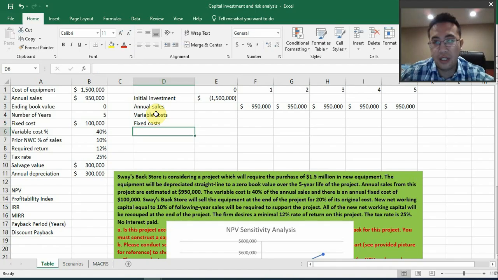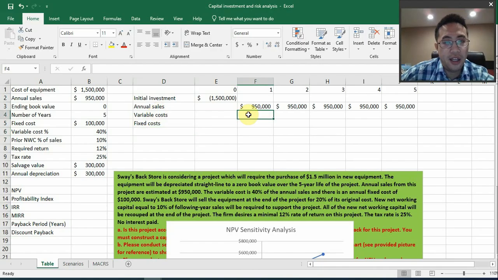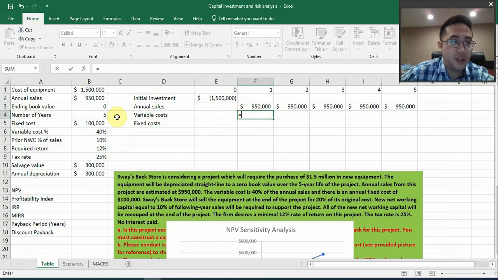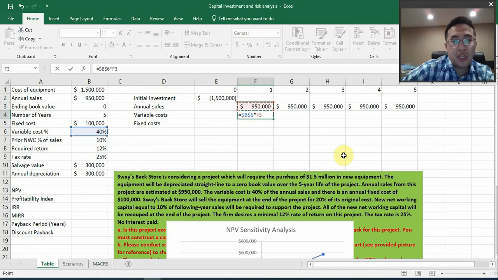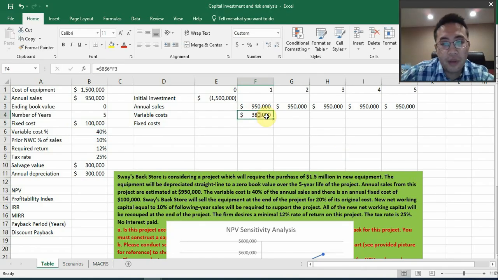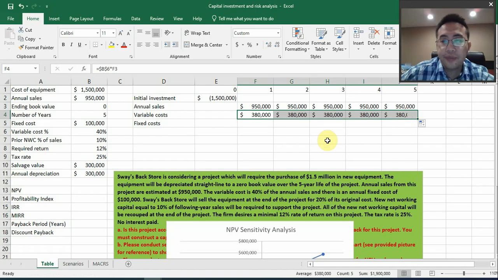Variable cost basically is a cost of goods sold, which varies according to the unit of the sales, and that is a fixed percentage of the sales amount, and I will lock this percentage 40%, all right? Because when I drag it all the way to the right, I don't want this to be shifted, okay? So I need to lock it. The 40% multiplied by the annual sales in the same year, then you'll drag it all the way.